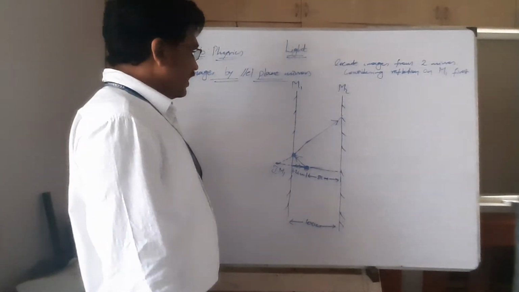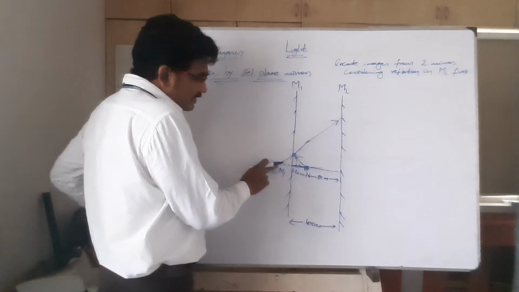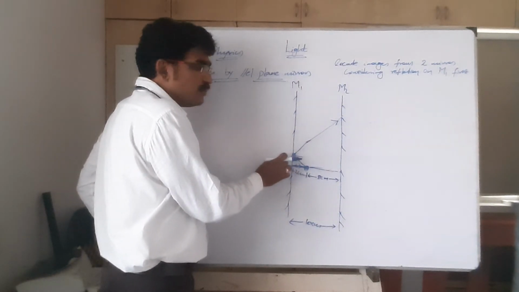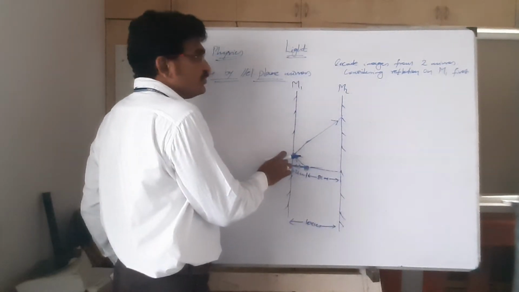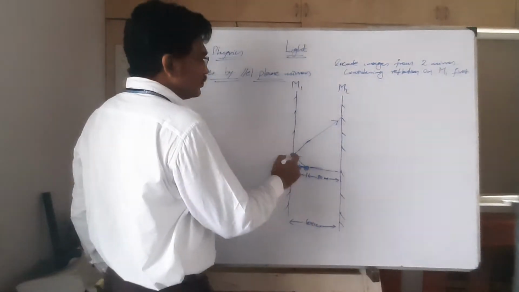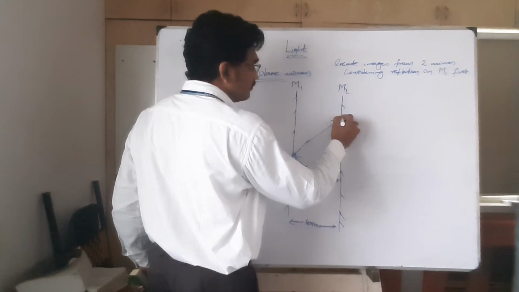Now again, I already told the fundamental point: the image formed by M1 is going to function as the object for M2. That you have to understand. So what I am doing is taking this light ray which is traveling and striking M2.